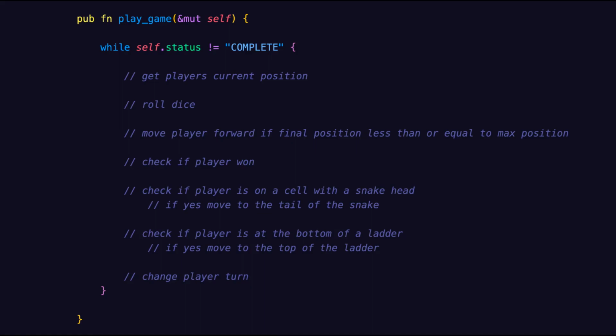In the game loop, we first need to get the player's current position. Then that player will roll the dice. Based on what number is shown on the dice, the player moves forward. We check if the player has won, and if that is the case, the game ends there. If not, we check if the player has reached the start of the snake or the ladder. If yes, he moves up the ladder or down the snake. Once that is done, now it's the next player's turn, and the loop goes on until one of them wins the game.